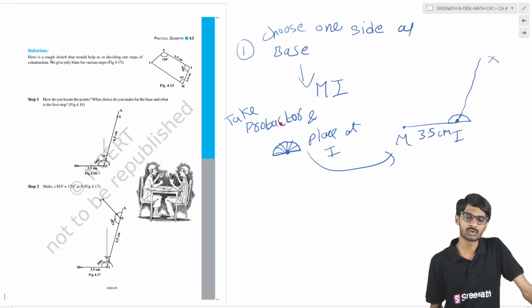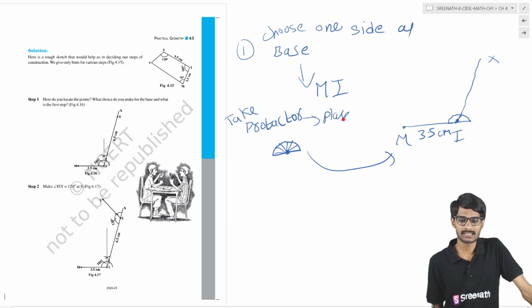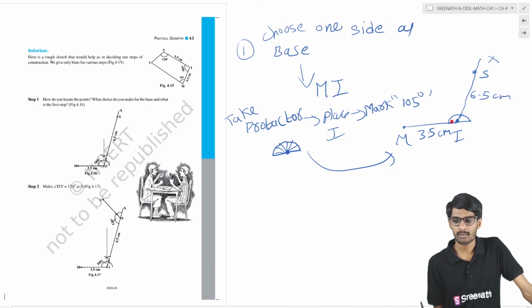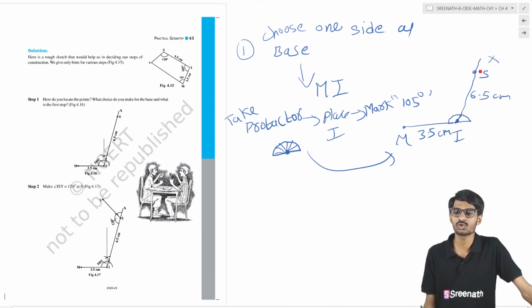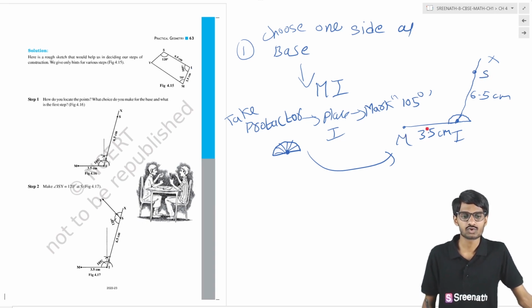And now what we have to do, we have to take the protractor, place it at I, and next mark 105 degrees and draw a line segment like this. Okay students, and now again, from I to S, this is another vertex. What is the distance? The distance is 6.5 centimeters. So from I you have to mark S at 6.5 centimeters, students. So this will be another vertex. So S, I, M. So 3 vertices we have come.